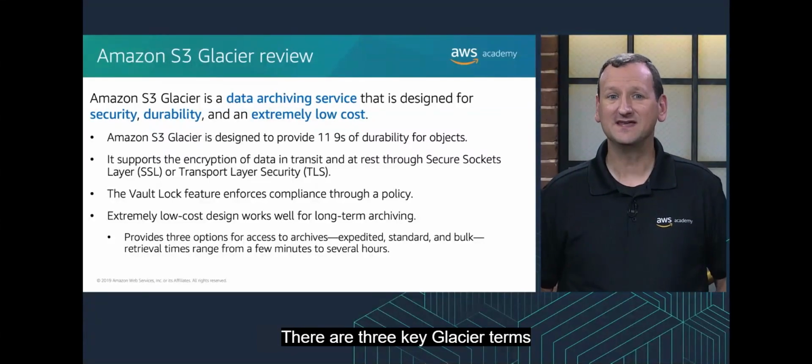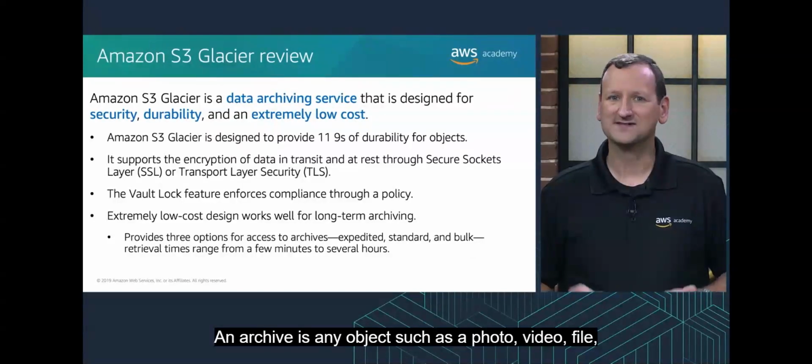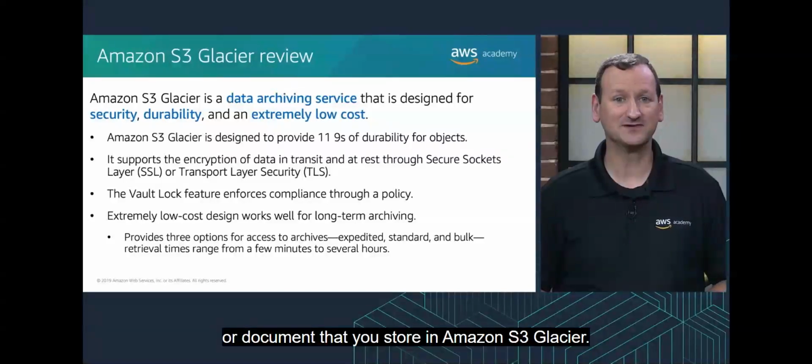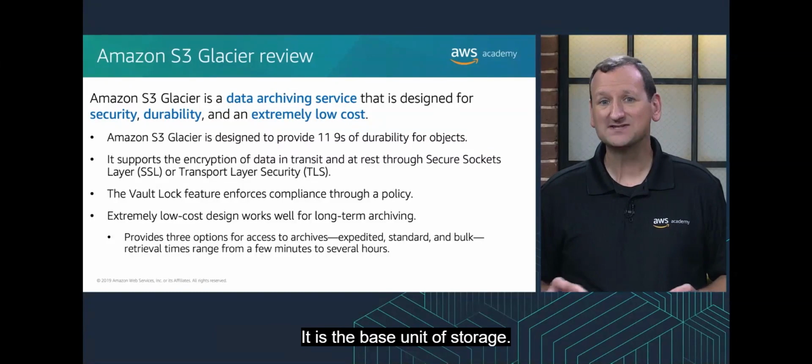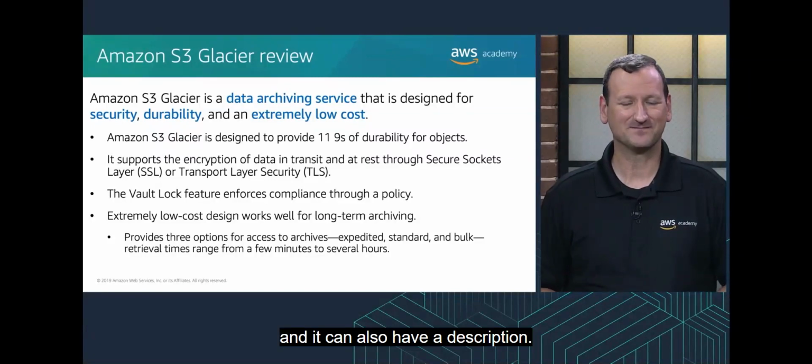There are 3 key Glacier terms you should be familiar with. An archive is any object, such as a photo, video, file, or document that you store in Amazon S3 Glacier. It is the base unit of storage. Each archive has its own unique ID, and it can also have a description.